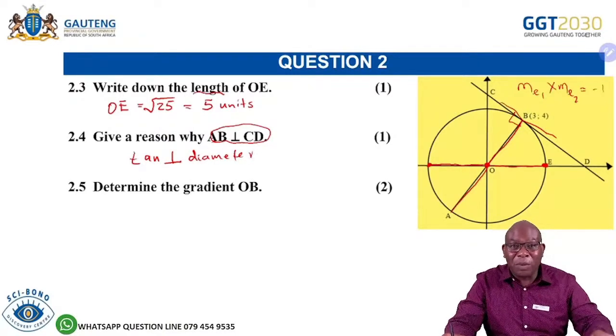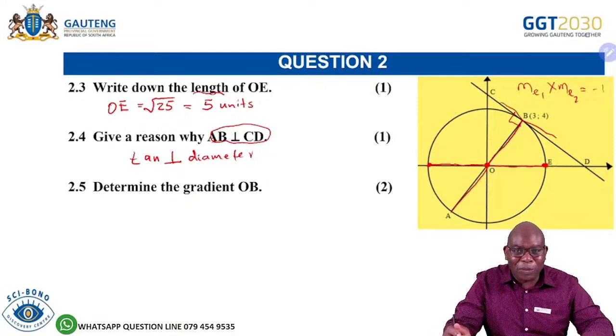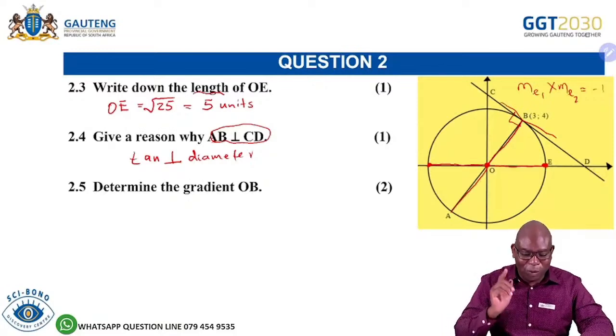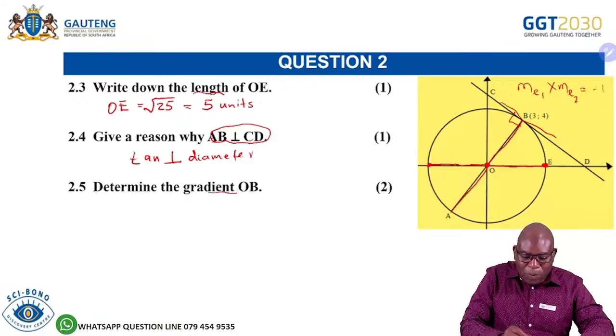Theorems. Can you see now they're bringing in the geometry because we've got a circle, we have a tangent. Then they bring in the geometry. So the Euclidean geometry, you must know that. Okay. Determine the gradient of OB.